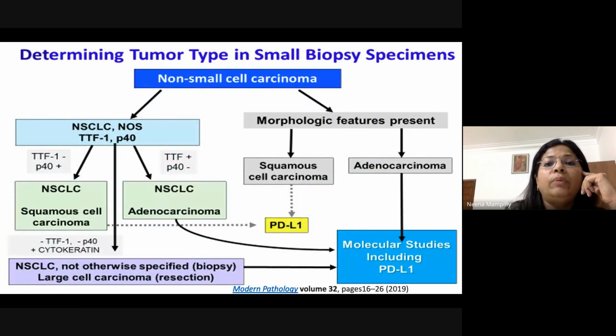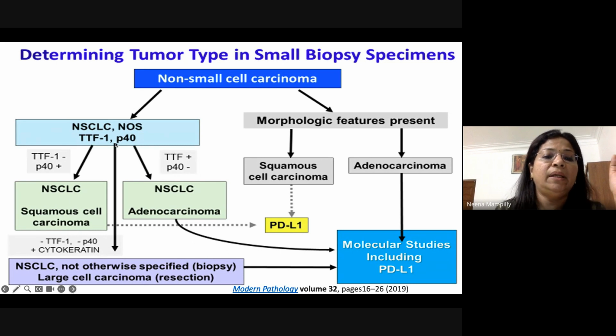So we all know about determining tumor type in small biopsy specimens. If it's a morphologically non-small cell lung cancer, and the morphologic features of squamous cell carcinoma are present, you stop there. The tissue then goes for PDL1 testing. If the morphologic features of adenocarcinoma are there, it goes for molecular studies, including PDL1.